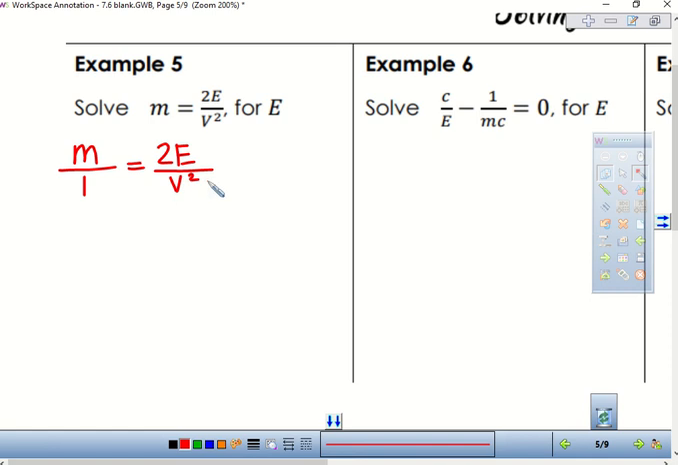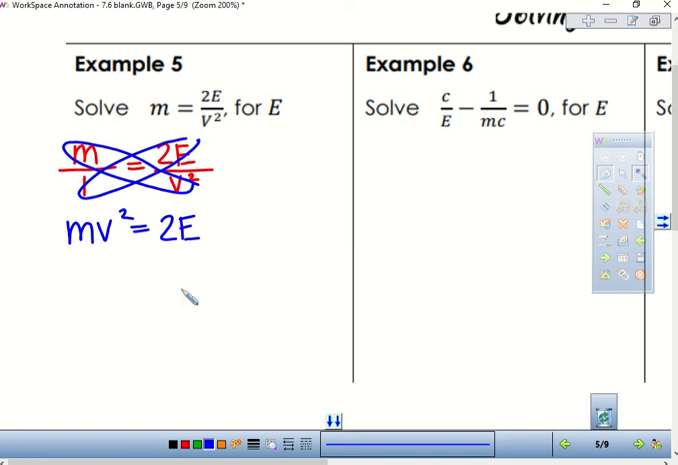We just started, so you're just going to put that letter over 1. And from here, you can either cross multiply or multiply both sides by v squared. It's going to come out to be the same. So once we do that, we're just going to cross multiply here. And that's going to leave me with m v squared is equal to 2e.